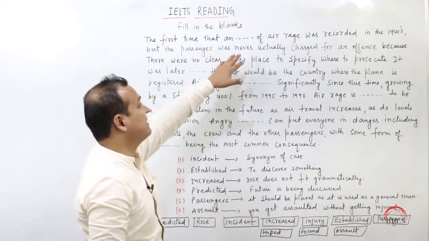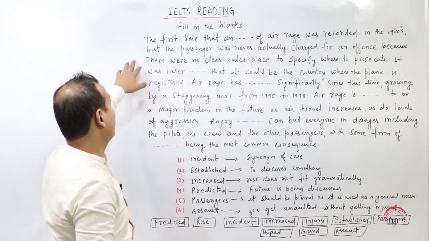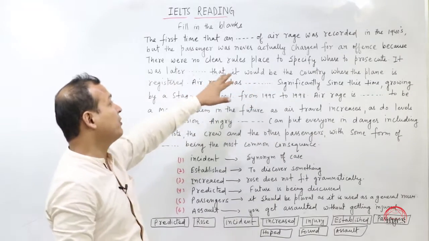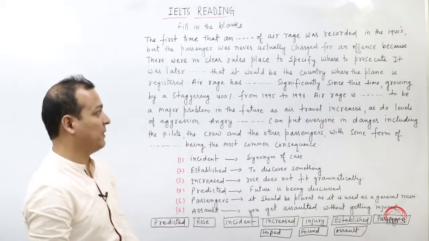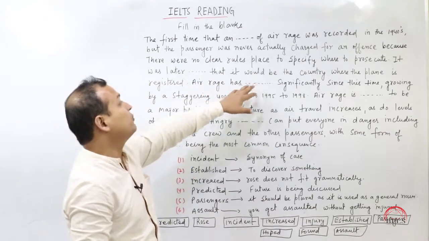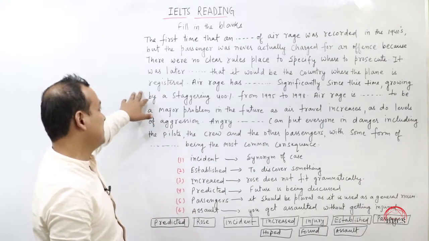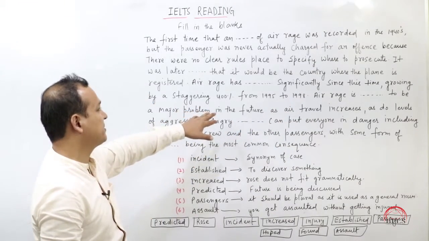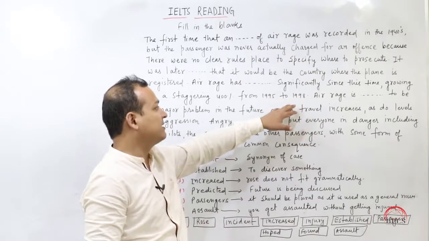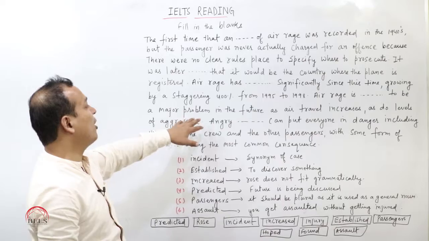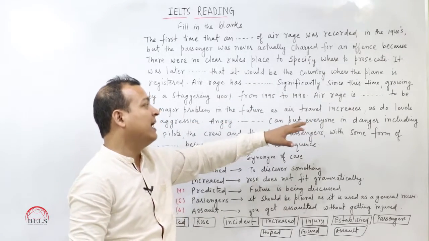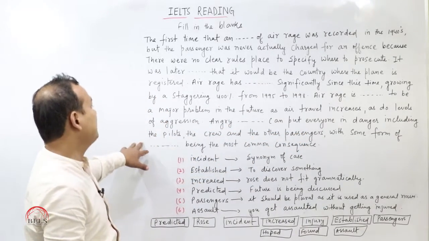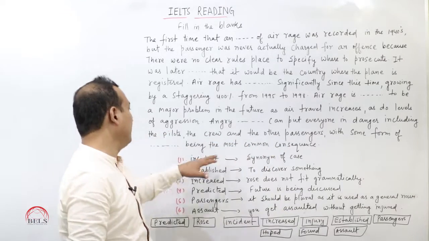The first time that an incident of air rage was recorded was in the 1940s, but the passenger was never actually charged for an offense because there were no clear rules placed to specify where to prosecute. It was later established that it would be the country where the plane is registered. Air rage has increased significantly since this time, growing by a staggering 400% from 1995 to 1998. Air rage is predicted to be a major problem in the future as air travel increases, as do levels of aggression. Angry passengers can put everyone in danger, including the pilots, the crew, and the other passengers, with some form of assault being the most common consequence.